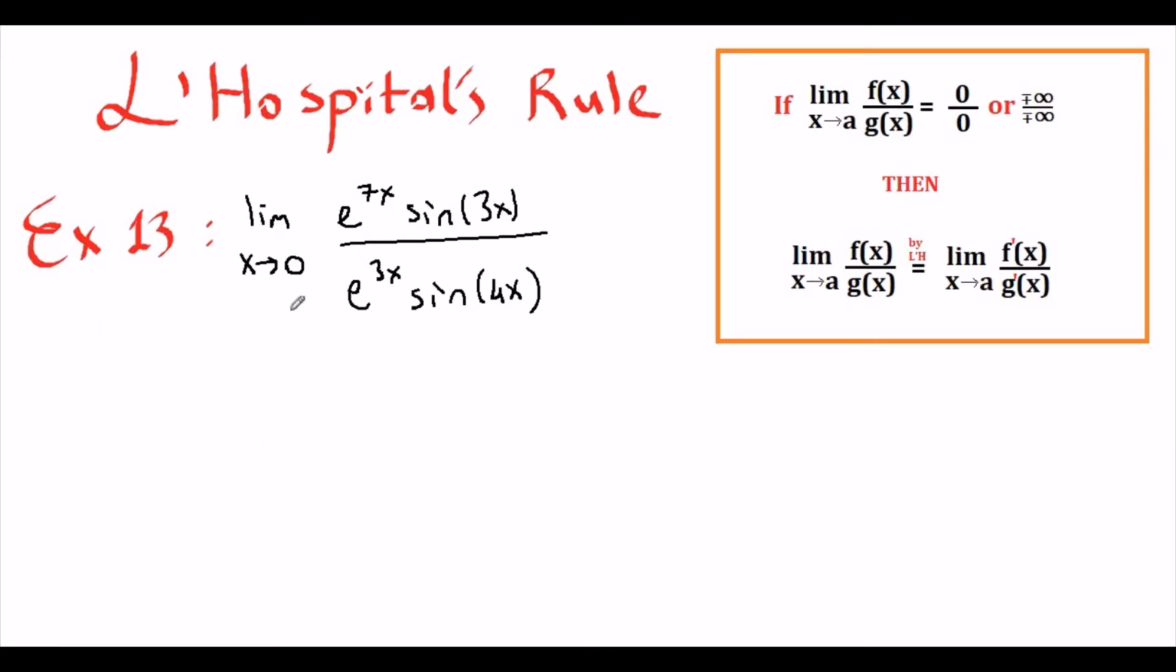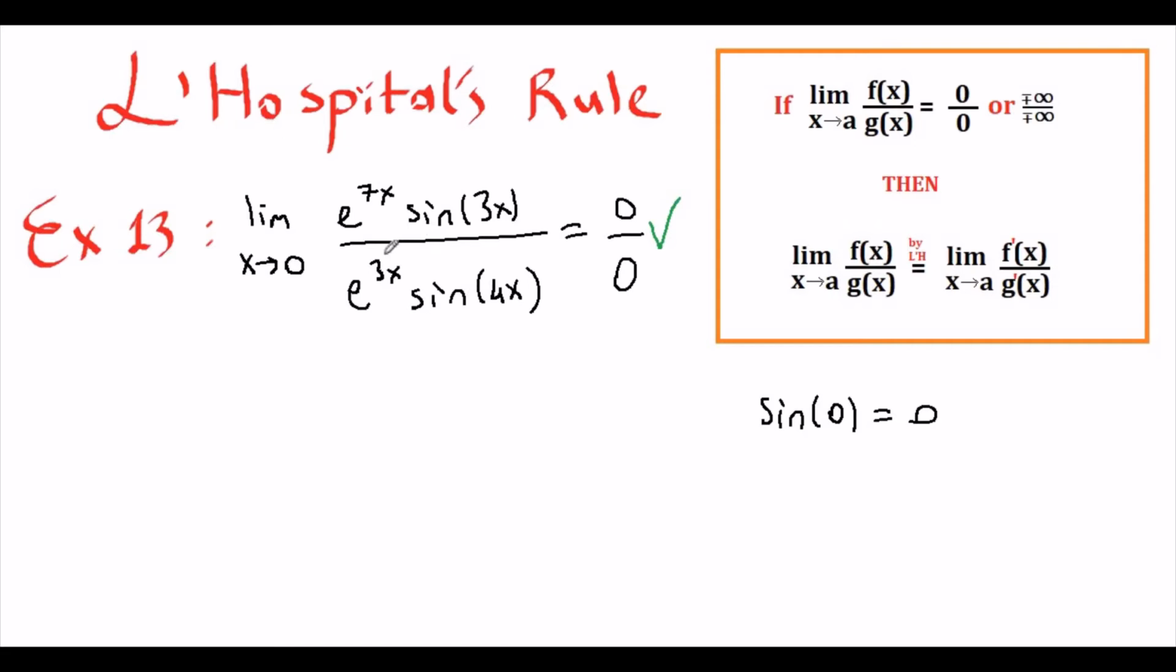Example 13. Limit as x is approaching 0, e to the 7x sine of 3x over e to the 3x sine of 4x. If we plug in 0, we know that sine of 0 is equal to 0. So top will be 0 and the bottom will be 0. So we can use L'Hopital's rule. So we're going to take the derivative of top and derivative of bottom.